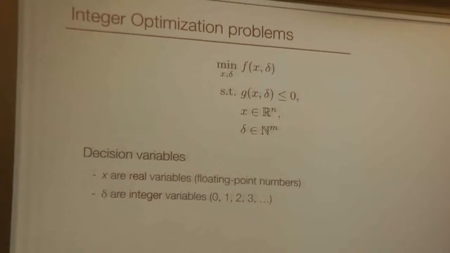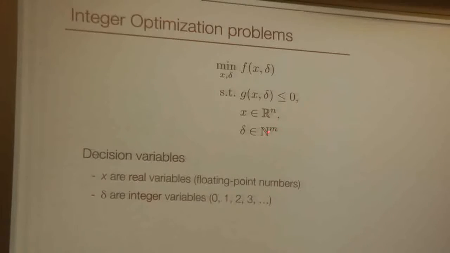So integers are denoted by this n here. So that's the set of the natural numbers. The index m here means that we have m of these integer variables. And this index n for the real decision variables means we are in the n-dimensional Euclidean space for the continuous variables. And we might have also constraints written in a very general form as inequalities.